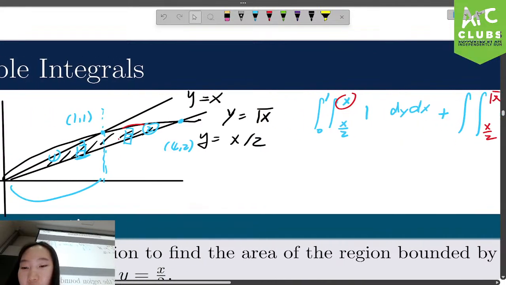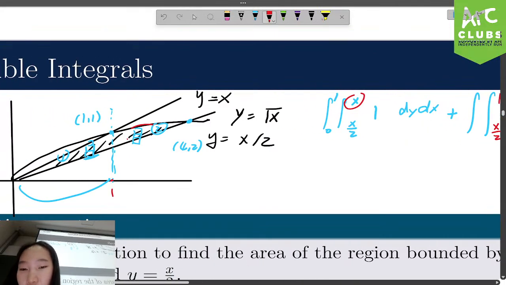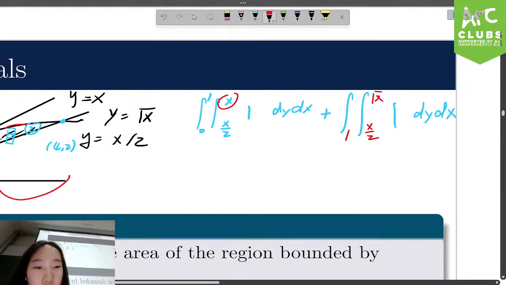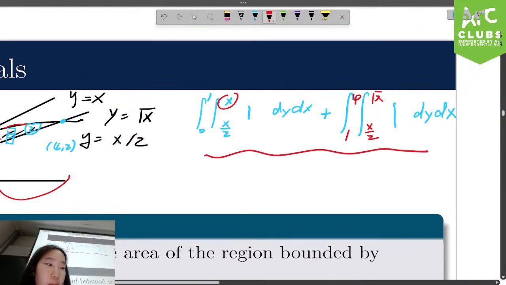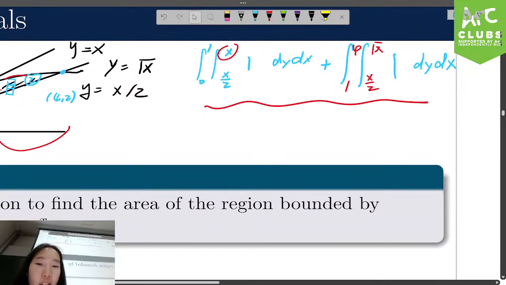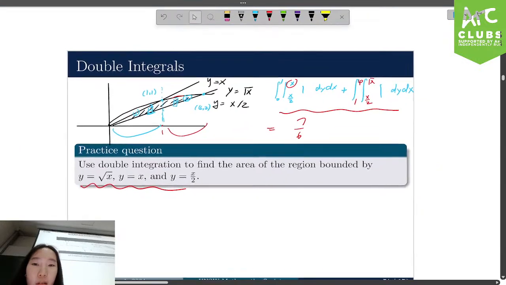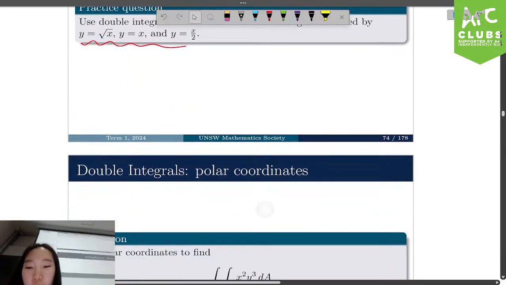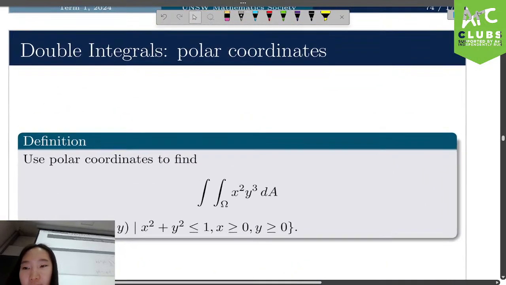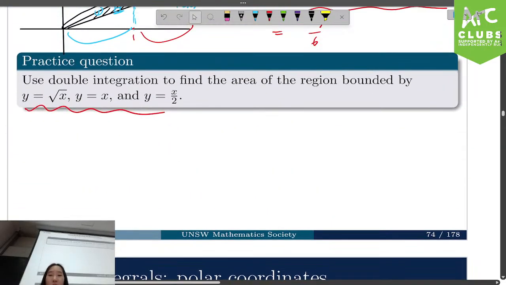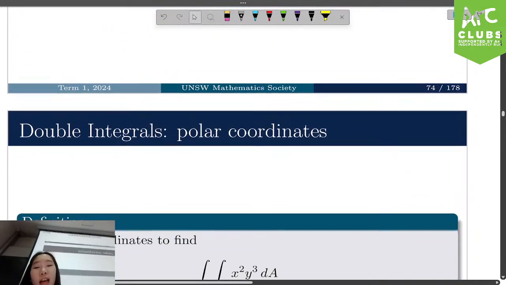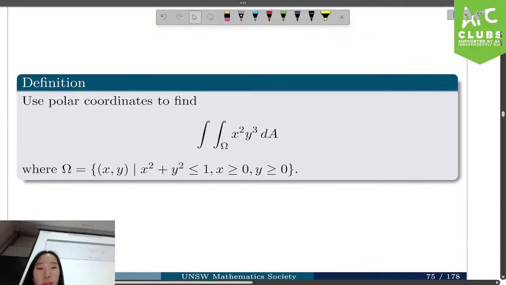And for our x bound, that's from 1 all the way to 4, so 1 to 4. So that's our integral. For the rest part, it's just the calculations, and the final answer is 7 over 6. Okay, cool. Double integral. There's a special case, so this is for the Cartesian form. We also have the polar coordinates form.